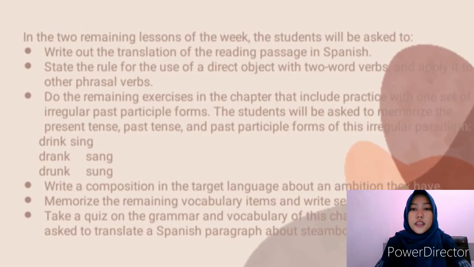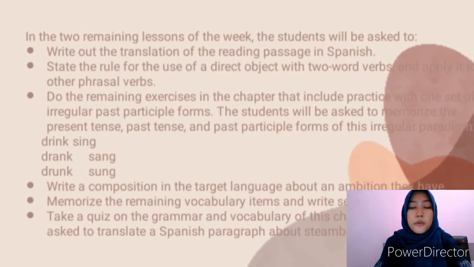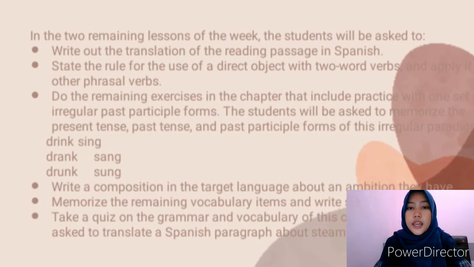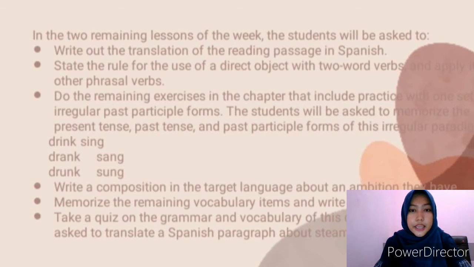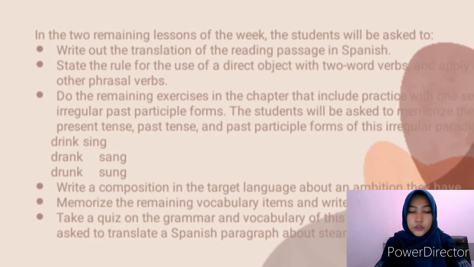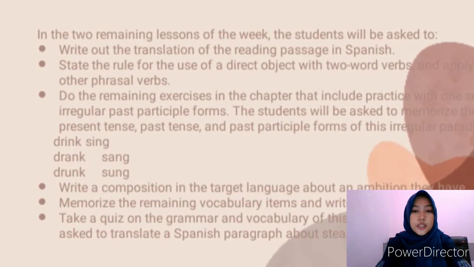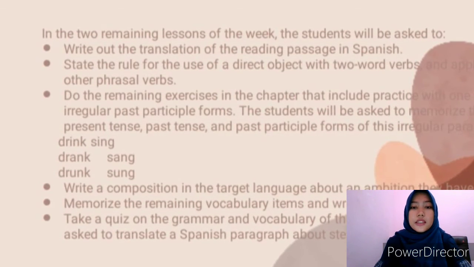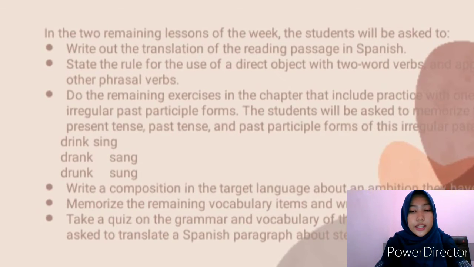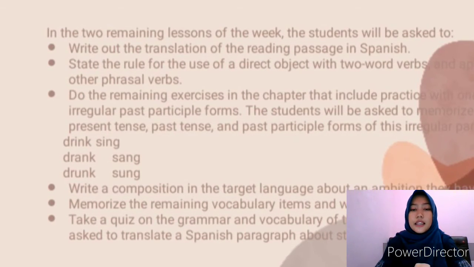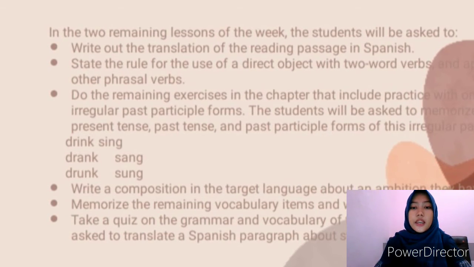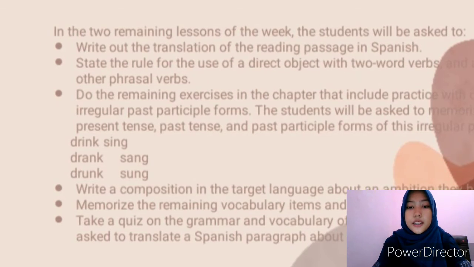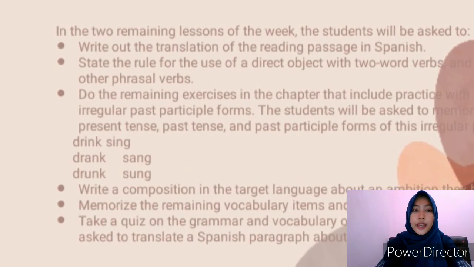The students will be asked to memorize the present tense, past tense, and past participle forms of this irregular predicate, like drink, drank, drunk; sing, sang, sung. Write a composition in the target language about an ambition they have. Memorize the remaining vocabulary items and write a sentence for each. And last, take a quiz on the grammar and vocabulary of this chapter. They will be asked to translate a Spanish paragraph about steamboats into English.